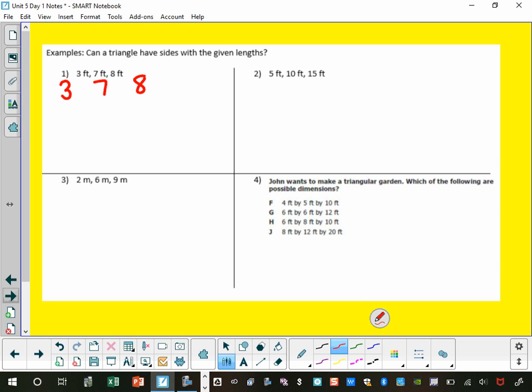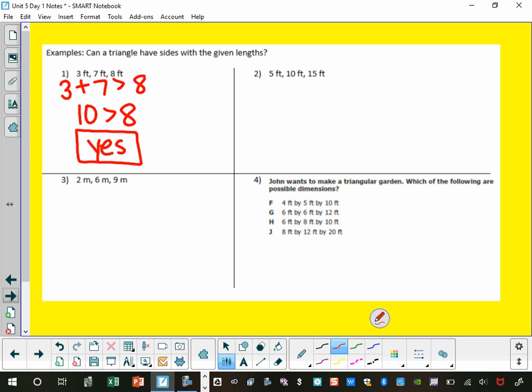What I'm doing is seeing if I add my first two numbers, are they greater than my third number? So what's 3 plus 7? Is 10 greater than 8? Yes, so this could be a triangle. You guys remember doing this on your test? Some of you did very well on it, but we're just going to review a little bit.